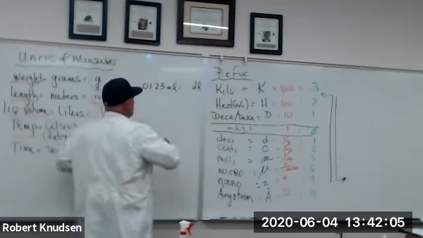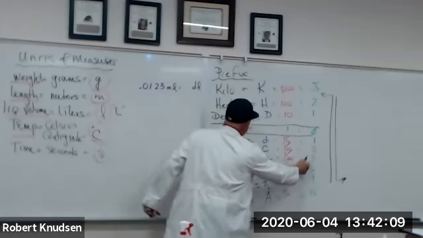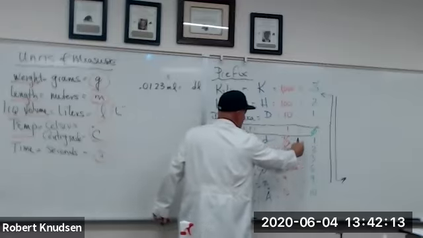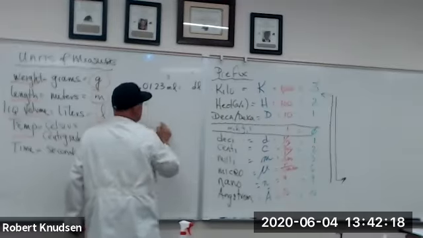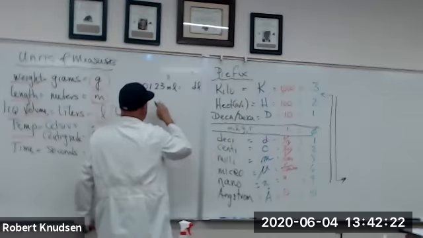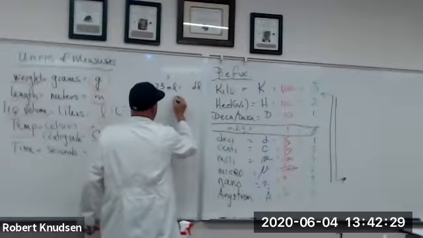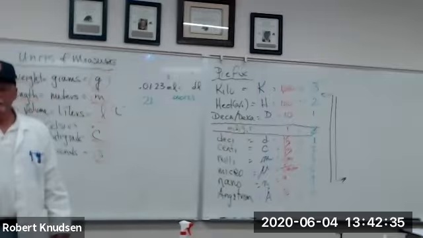So here's how you did it. What goes above milli? 3. What goes above deci? 1. What's the difference between 3 and 1? 2. Did I go up or down to get there? I went from here to here. I went up, I moved it to the left. There's your answer. 2 to the left. That means the answer is going to be 0.000123. Got it?